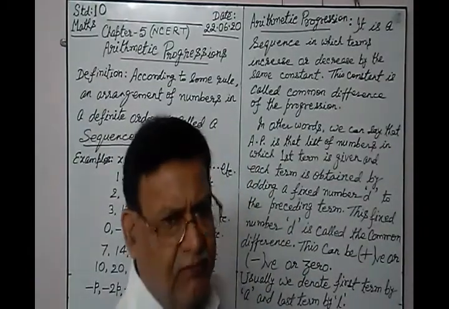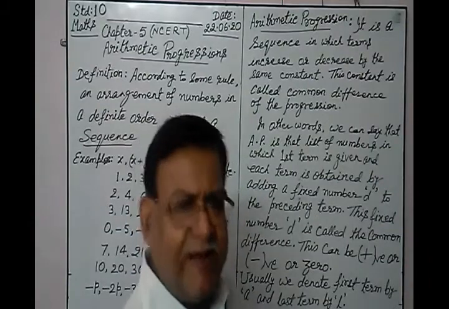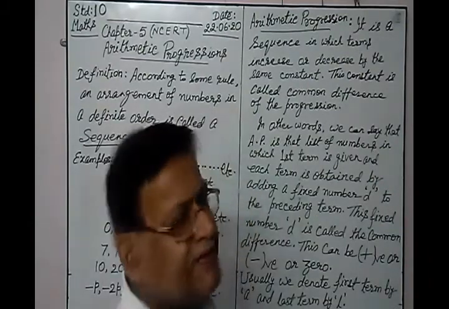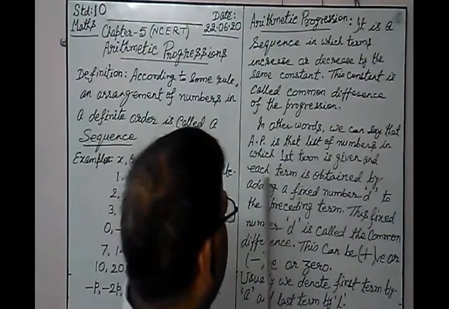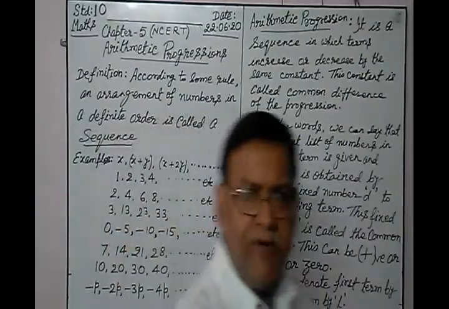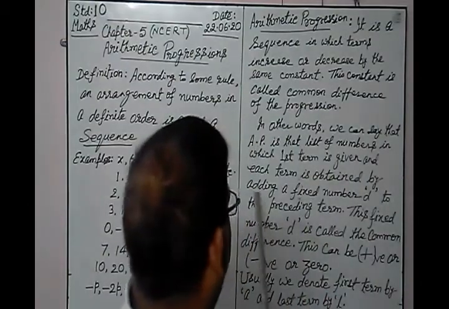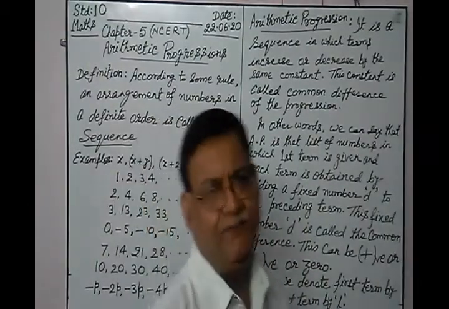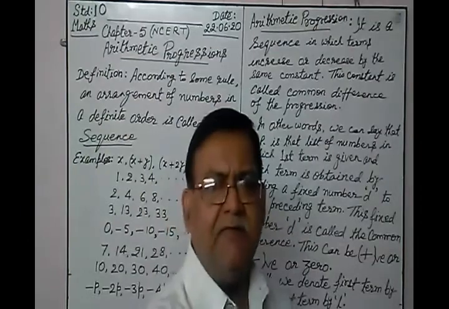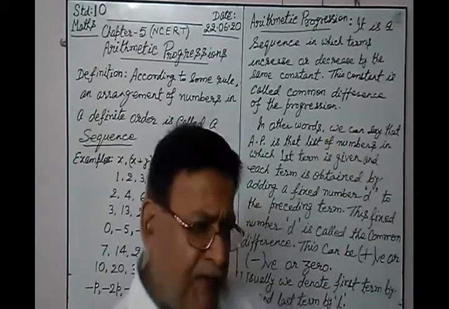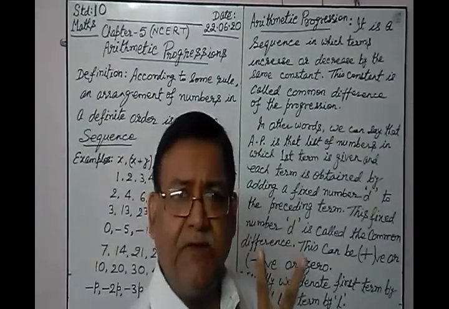In every sum, you will see what is the first term. The first term is given, and subsequently each term is obtained by adding a fixed number d. Every next term can be obtained by just adding a fixed difference between the two terms.